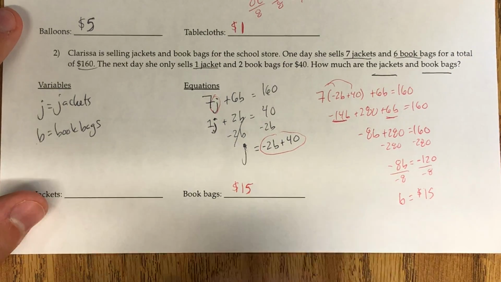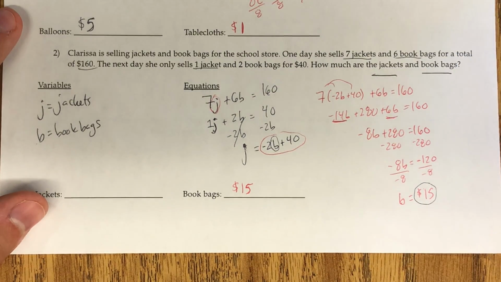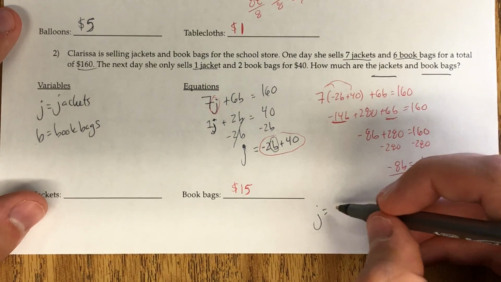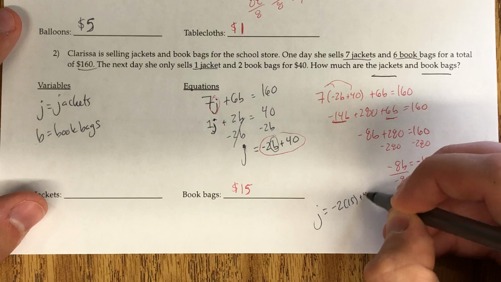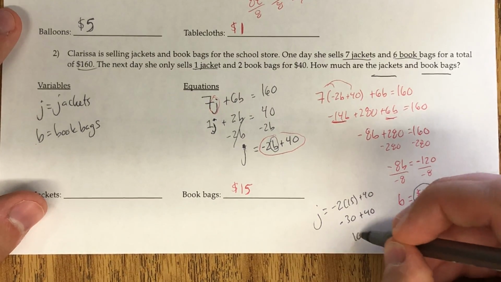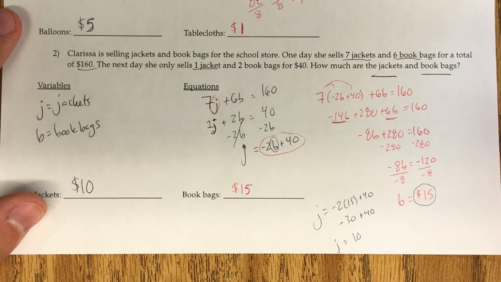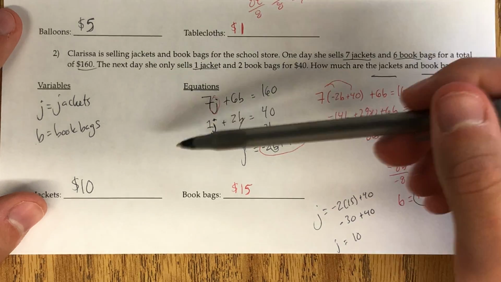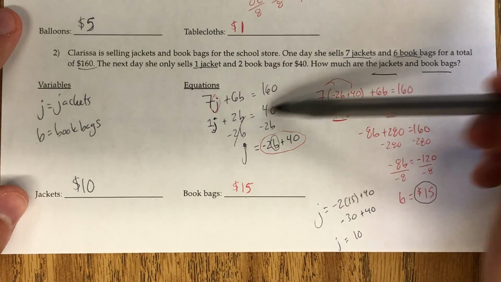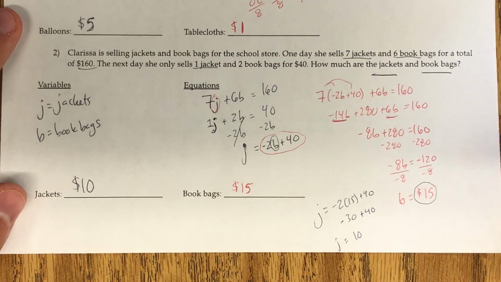Now we just need to figure out what J is, and we can plug that B right back in to solve for J. So we'll get J equals negative 2 times 15 plus 40, so negative 30 plus 40, which gives us 10. So we determined our jackets are $10. With these problems, you can always check to make sure it works. We can plug 10 back in for J and 15 back in for B into the 2 original equations, and if they work, then we know we did everything correctly.